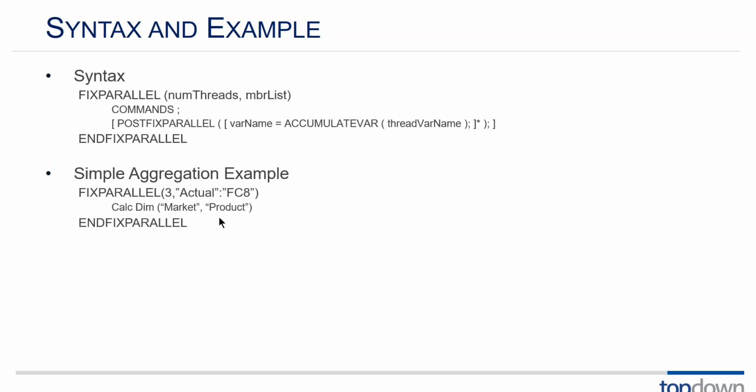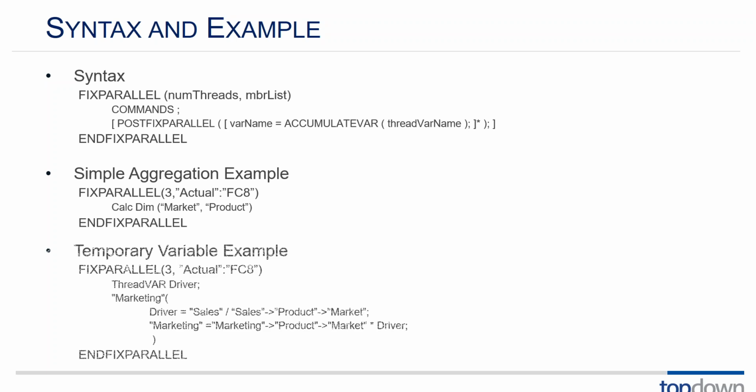Here's a simpler example that is an example of what we benchmarked. Here's a temporary variable example, and we benchmarked that as well. So you can see in these two cases, we're going to use three threads, and we're going to break the tasks up across, in this case, scenarios.